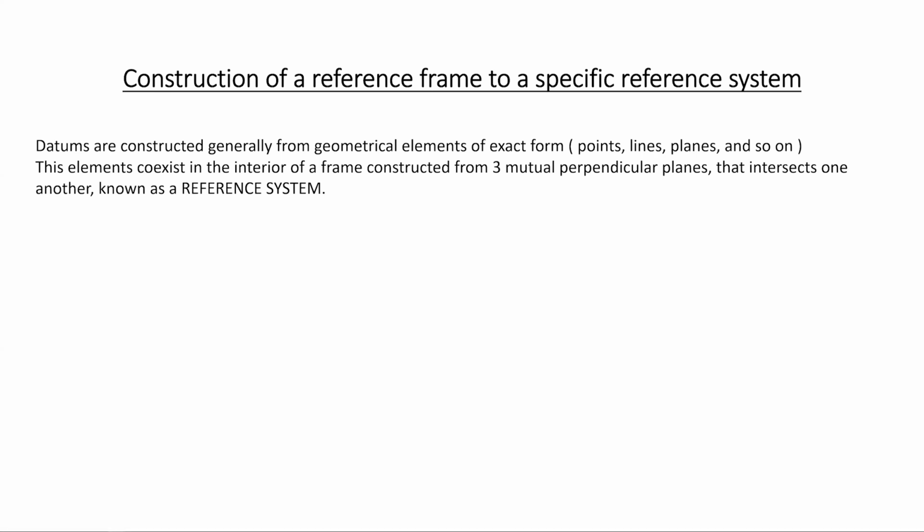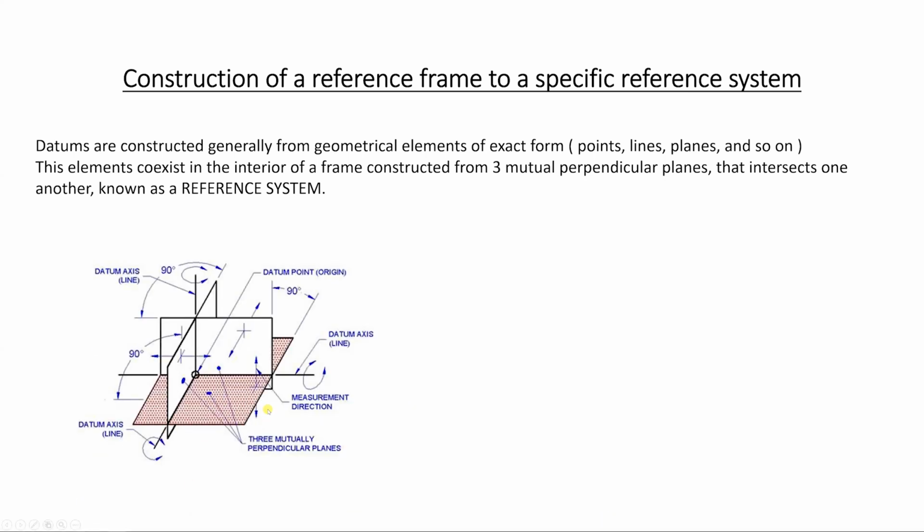Construction of a reference frame to a specific reference system. So datums are constructed generally from geometrical elements of exact form, like points, lines, planes, and so on. These elements coexist in the interior of a frame constructed from three mutually perpendicular planes that intersect one another, known as reference system. As we see here, we have three planes, right? So the first plane, for example, can be the bottom plane. The second plane can be the lateral from the left side plane, and the third plane can be this front plane. Notice that the angle between them is 90 degrees, as we can see here, because this is a typical alignment, the typical reference system.